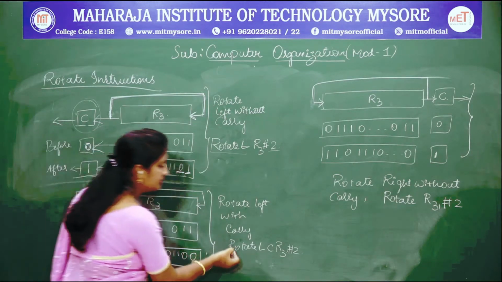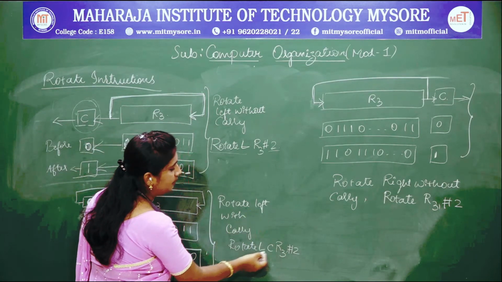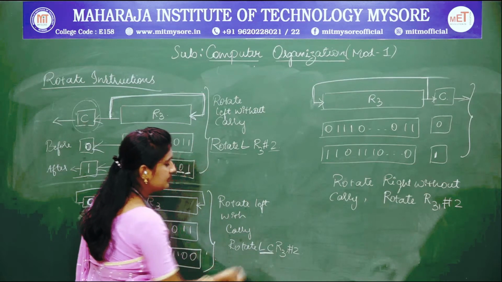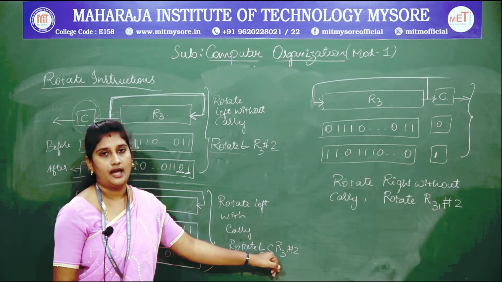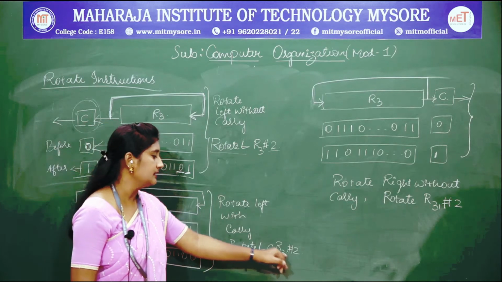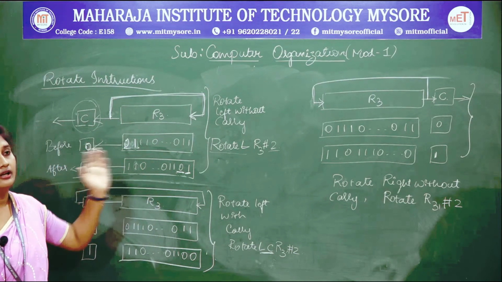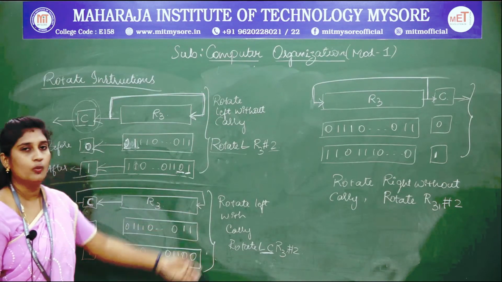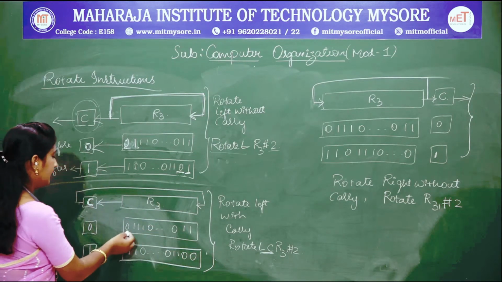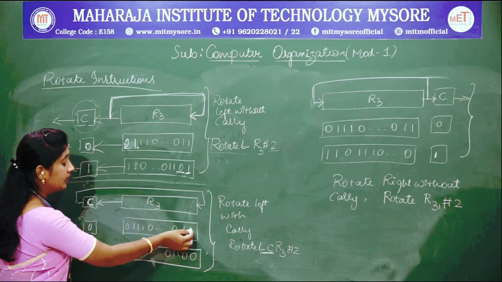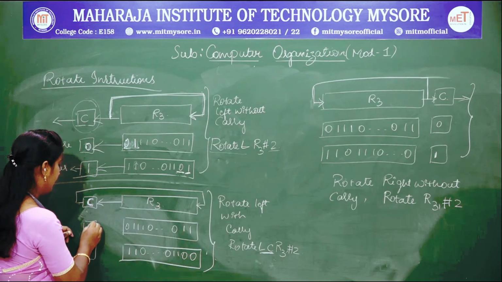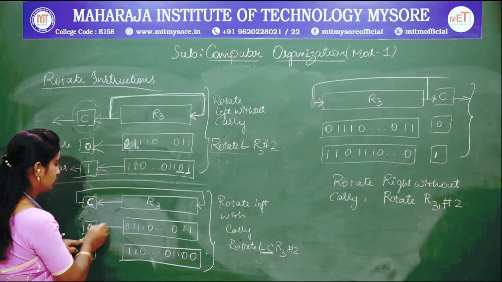So again the same is carried out. So rotate left carry, LC, means I need to consider the carry bit also. So LC R3 #2: I need to shift towards the left, considering the carry bit also, 2 bit positions. So again 0 1 1 1 0 1 0 1 1. So now I am considering the carry bit also.